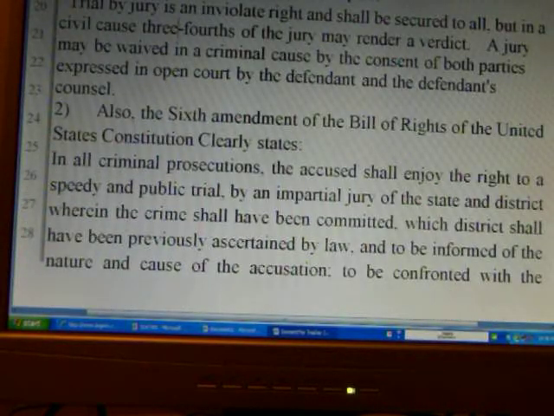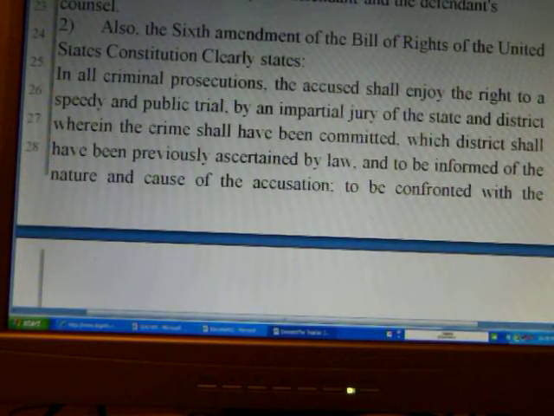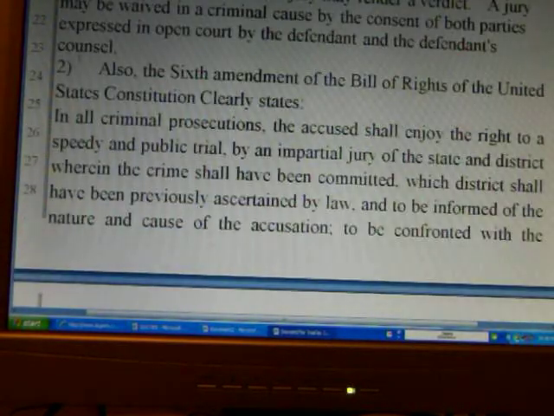Also, the 6th Amendment of the Bill of Rights of the United States Constitution clearly states, in all criminal prosecutions, the accused shall enjoy the right to a speedy and public trial by an impartial jury of the state and district wherein the crime shall have been committed, which district shall have been previously ascertained by law, and to be informed of the nature and cause of the accusation, to be confronted with the, it goes on, and I should have put which states in part, and just put the part where it says trial by jury. Okay, but I didn't, so anyway.